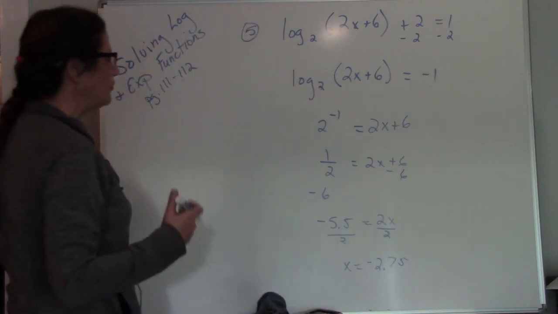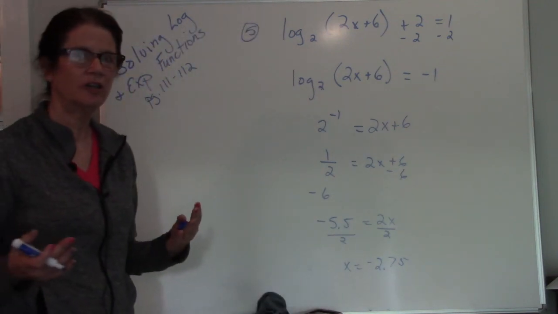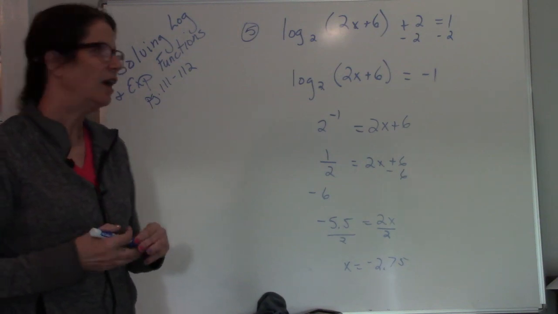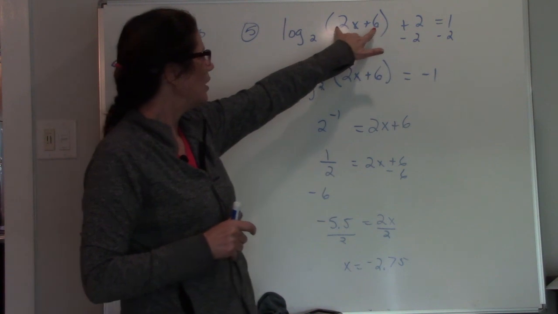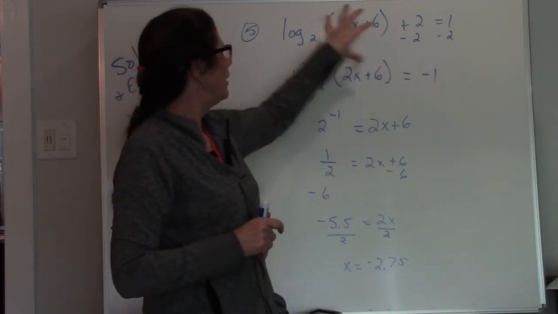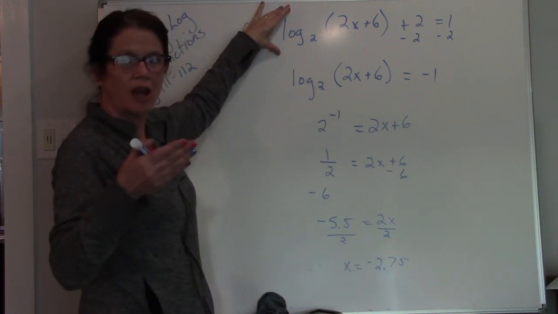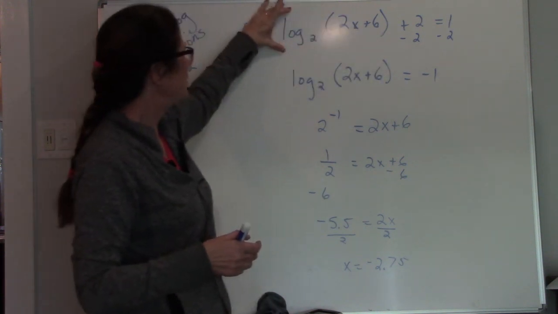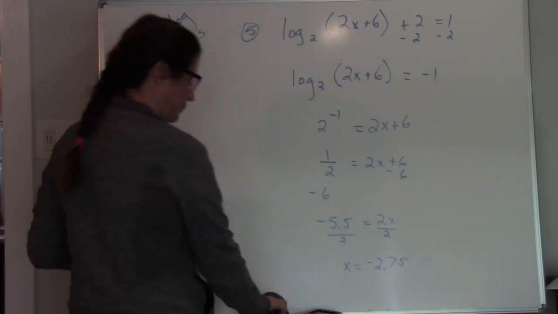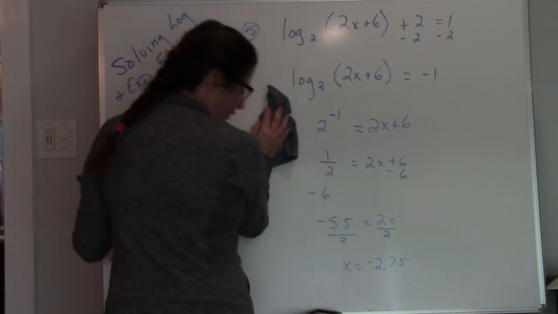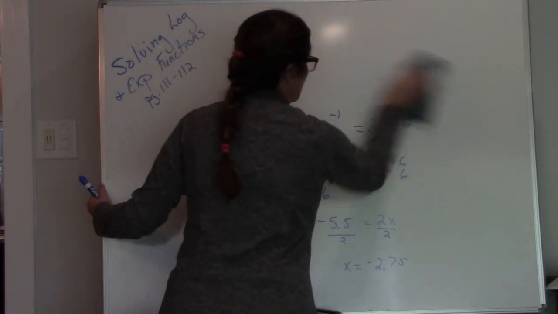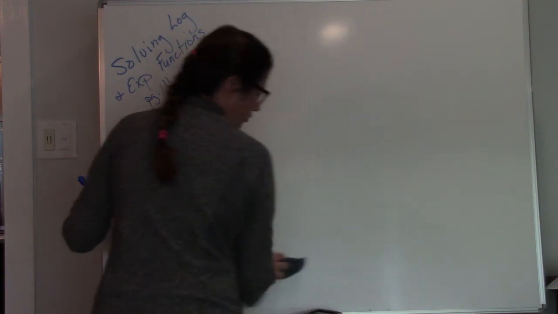Now, if you wanted to keep it as a fraction, you certainly could. You would still get negative 2 3/4 at the end. But with this one, remember, this right here is one term. You can't split this up. So in order to rearrange the log into an exponent, you want to isolate this log. That's why we had to subtract the 2 first. Okay, and then we'll stop there so that you can practice those.